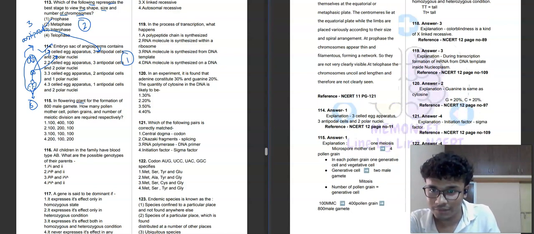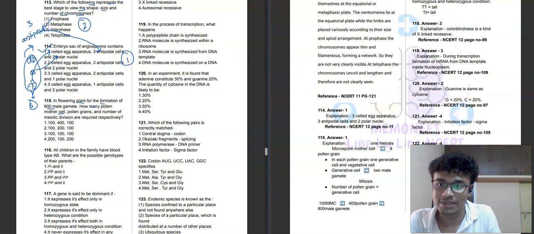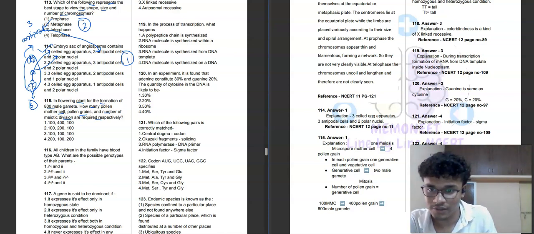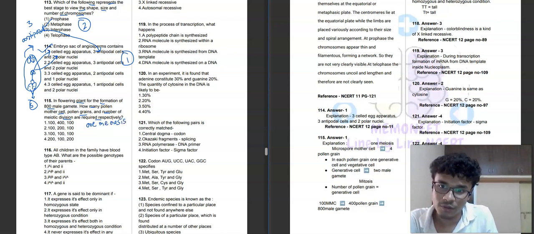In a flowering plant, for the formation of 800 male gametes, how many pollen mother cells, pollen grains, and number of meiotic divisions are required respectively? So you have to understand this. One meiosis, what happens? You will get 1 microspore mother cell, and 1 microspore mother cell basically has 4 pollen grains.